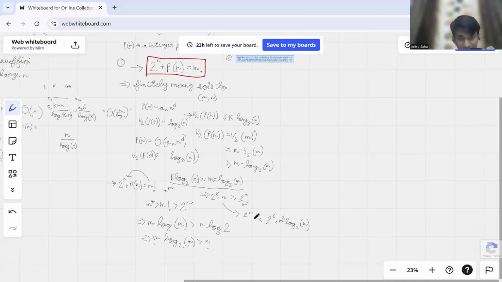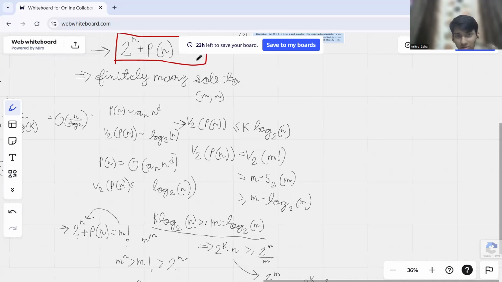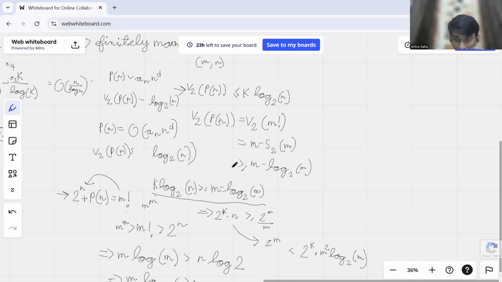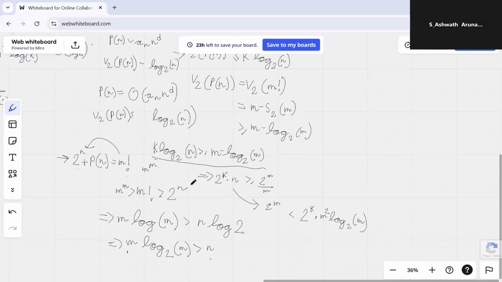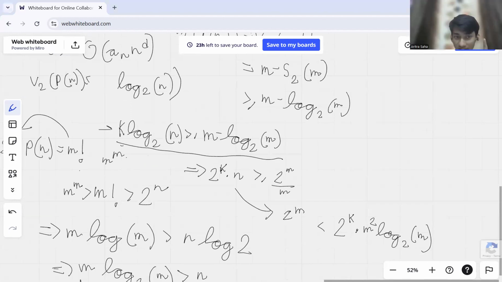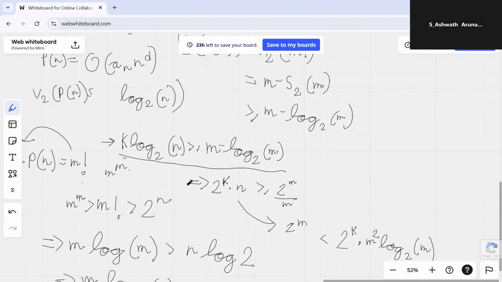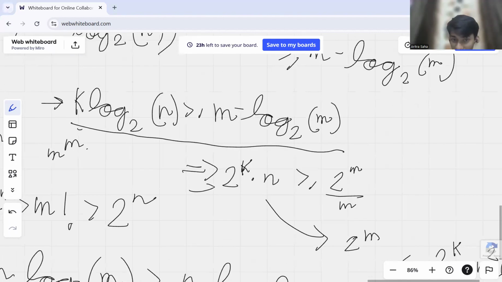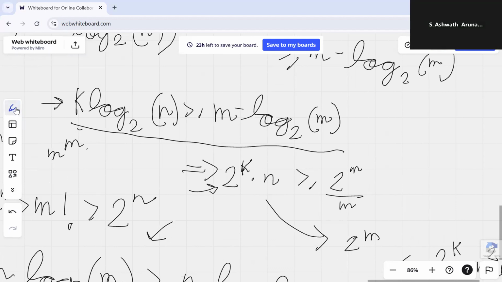Is it fine? Any part of the solution you have doubt in, you can ask. Could you just repeat the last part? The last part, yeah, like from k log base 2 of n is greater than or equal to that, to the next step, just that one. Did you have a problem in this line? No, after that, from the first arrow, the 2 to the power of k.